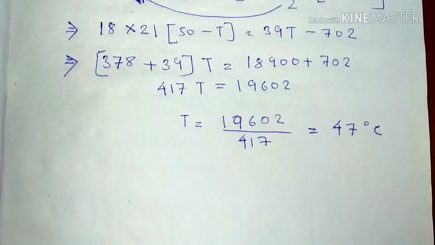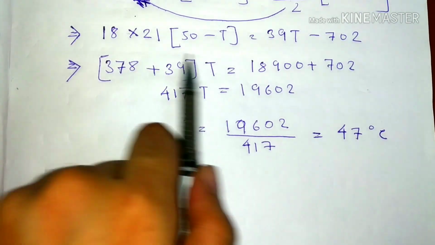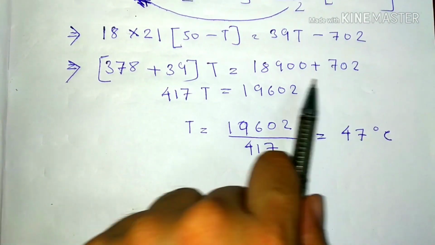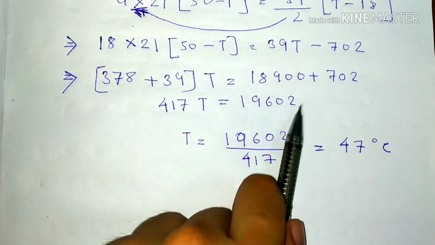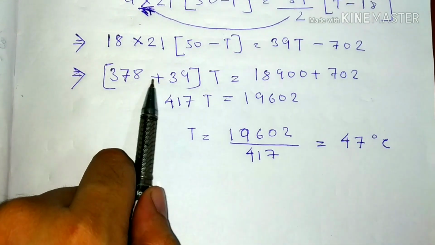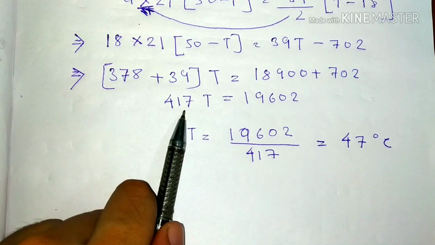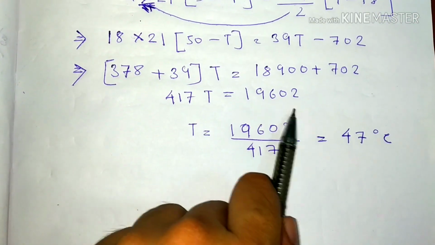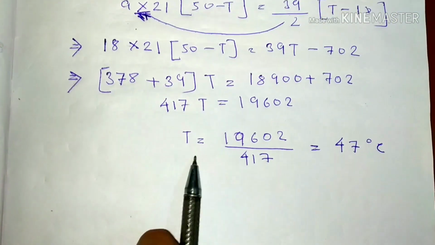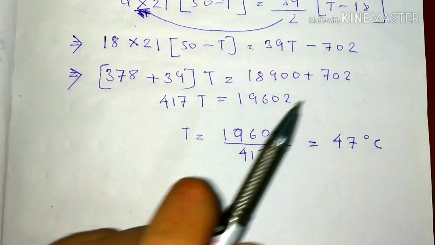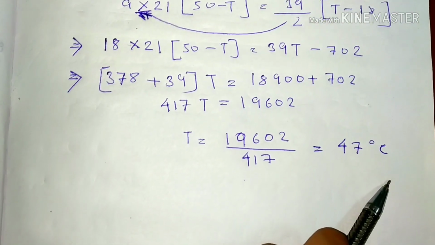Next, we've taken all the T at one side and the numbers at the other side. The sum of the numbers is 18900 plus 702, the result is 19602, and here 378 T plus 39 T is 417 T, equal to 19602. Next, T is equal to 19602 divided by 417, which is 47 degrees Celsius.